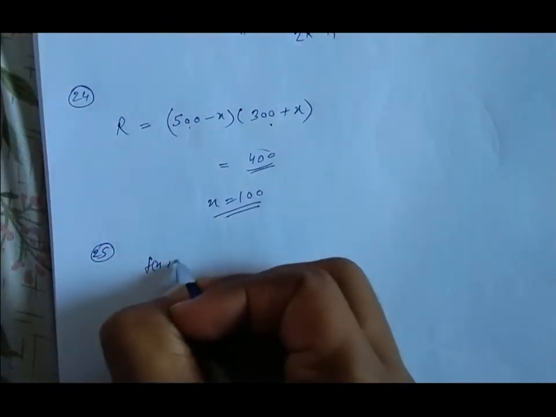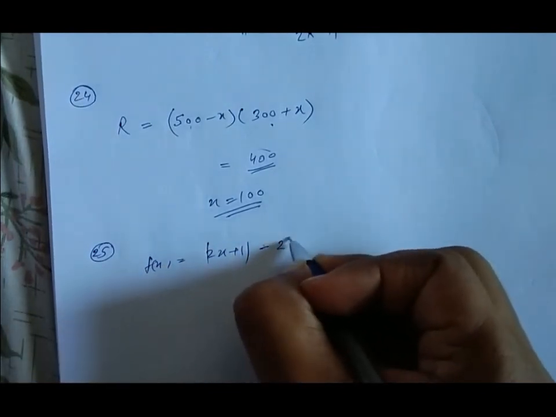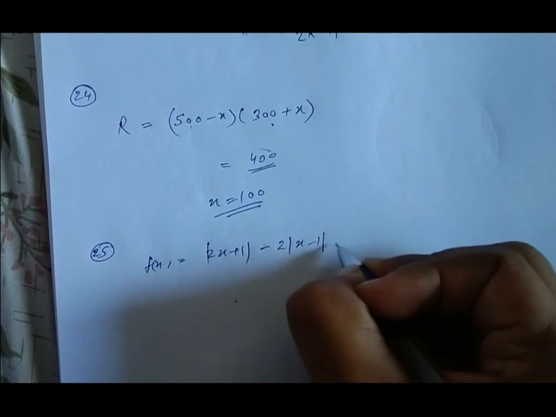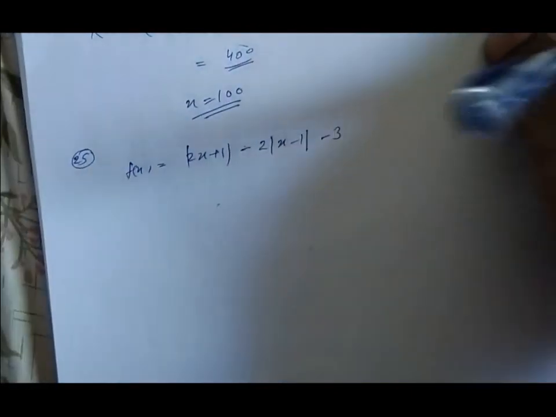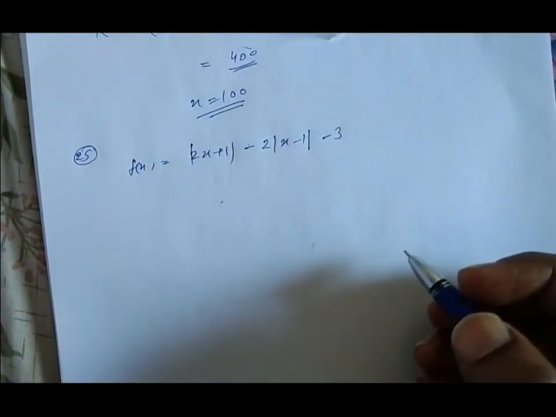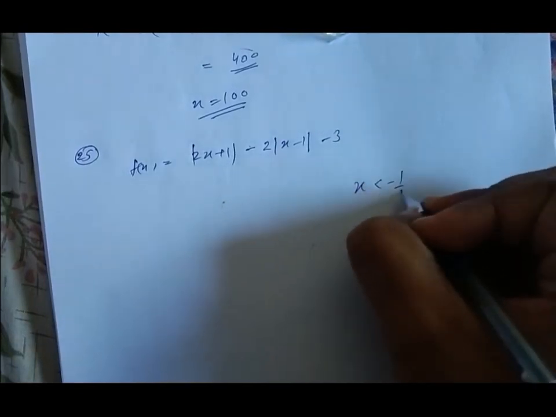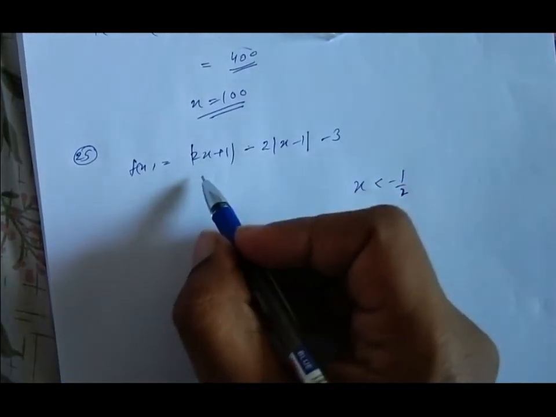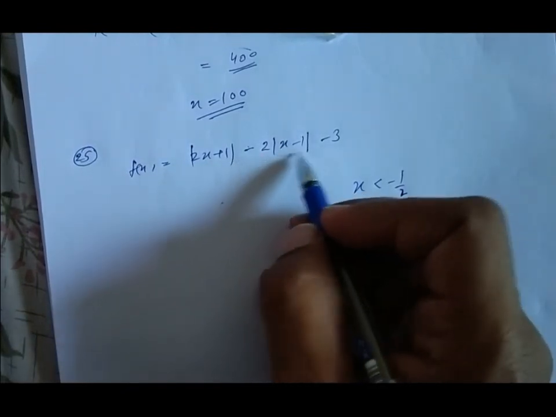f(x) is equal to mod of (2x plus 1) minus 2 mod of (x minus 1) minus 3. We need to find the range of this function. So let's draw the graph first. When x is less than minus half, both modulus expressions open as negative.